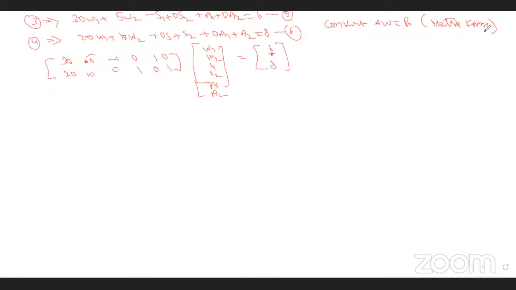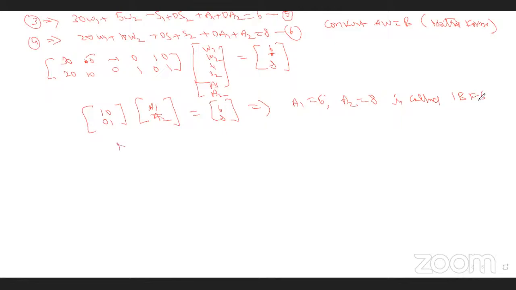So here 1, 0, 0, 1 is the unit matrix, and A1, A2 are artificial variables, that equal to 6, 8. That implies A1 equal to 6, A2 equal to 8. This is called the IBFS, that means initial basic feasible solution.